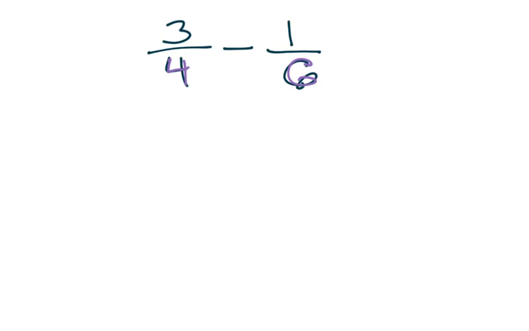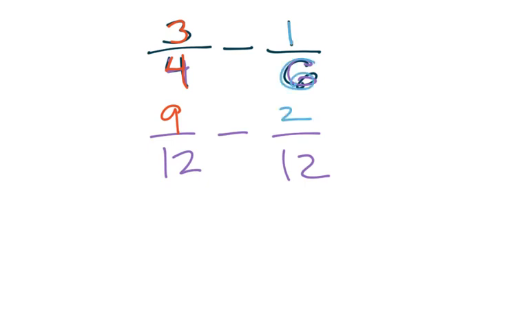So clearly the LCM of 4 and 6 is 12. So therefore the LCD will be 12. And I'll set this up. And then I just kind of think, okay, so I'm going to work on this 3/4. 4 times what equals 12? 4 times 3 is 12. So 3 times 3, 9/12. 3/4 is 9/12. Same with the 1/6. So I know that 1/6, 6 times 2 is 12. Therefore, 1 times 2, 2/12.